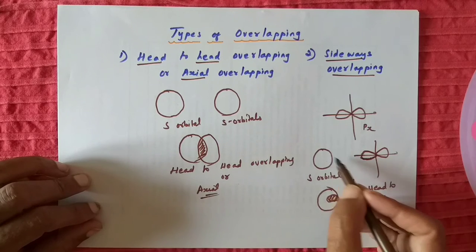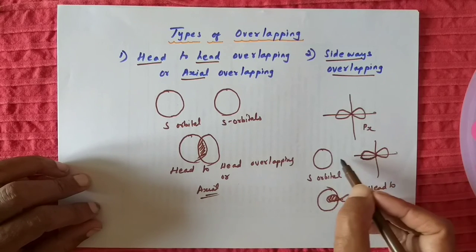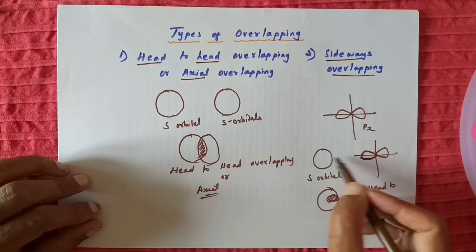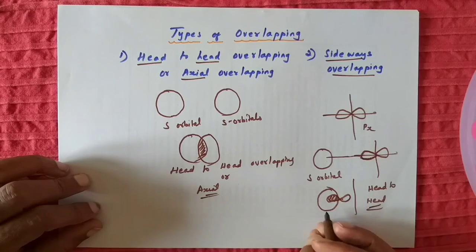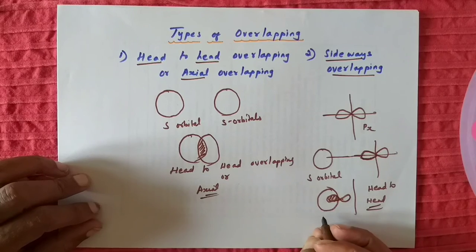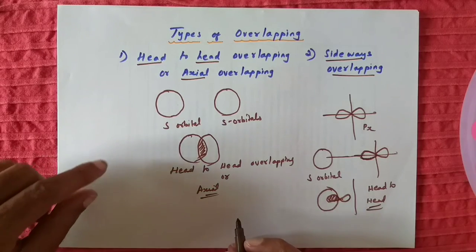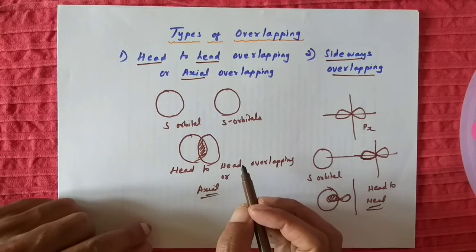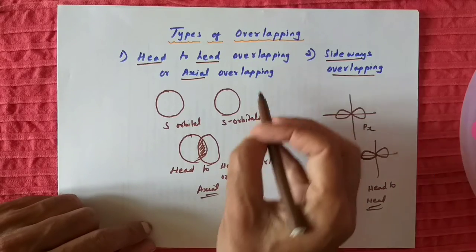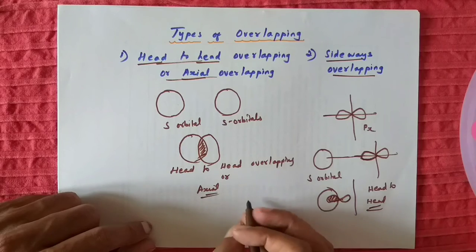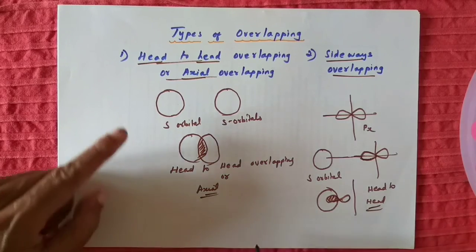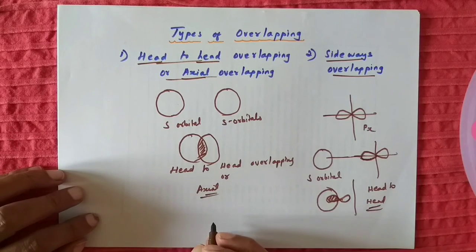In general, we can take an s orbital and a p orbital, overlapping across the axis, along the axis, and we call this head to head overlapping. Why is this very important? Because whenever the overlapping takes place head to head or axial, the bond formed is sigma. That's why it's very important.